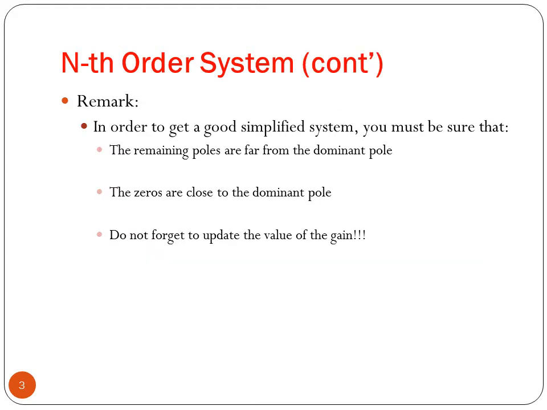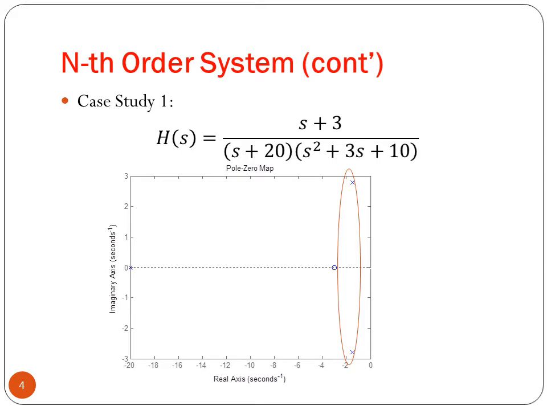A main remark is that in order to have a good simplified system, the remaining poles which are not considered in the simplification must be far from the simplified pole. The zeros must be close to this dominant pole, and we have to take into consideration the value of the gain of the system. So here we will present the first case study.